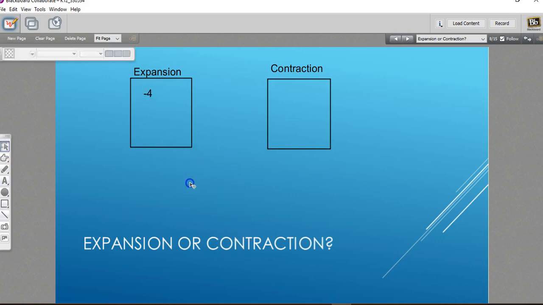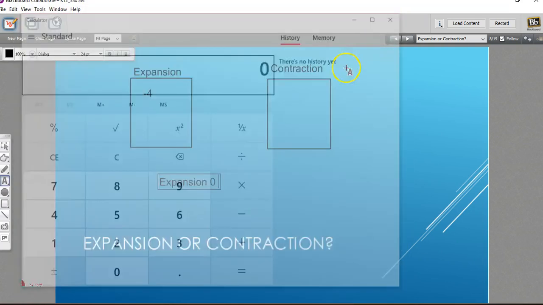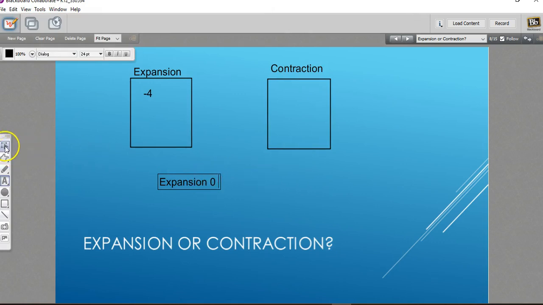Even though it's negative, remember the scale factor, if it's an expansion, we know that the absolute value of the scale factor is going to be greater than 1. You guys get to see all of my writings here and misdoings that you don't get to see in class. All my little slip of the fingers and stuff.